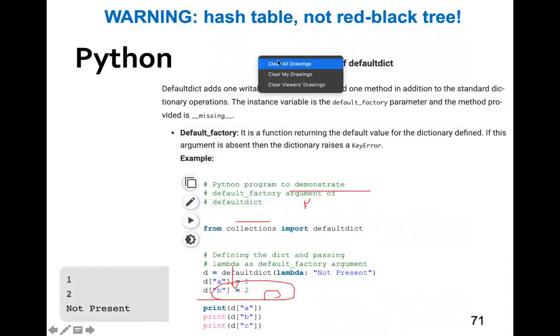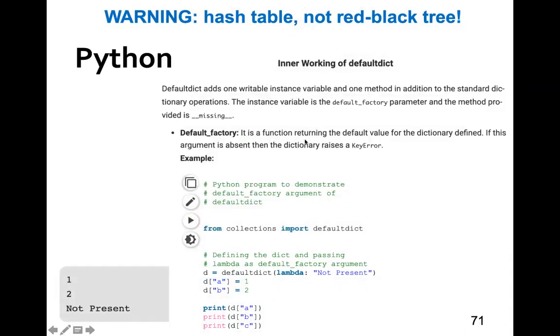So the inner workings, I give a warning. In Python, you don't have a red black tree. It's always a hash table. I will talk about it later.